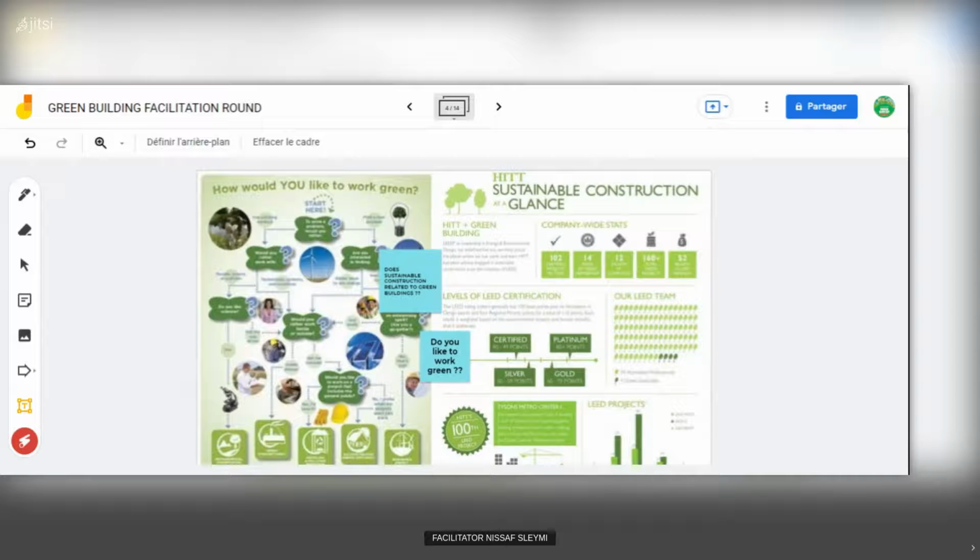They have platinum, silver, gold, and each rating level has its own point range. We can explain rapidly. Platinum is 80 plus points. Gold is from 60 to 79 points. Silver is from 50 to 59 points, and certified is from 40 to 49 points. So this is the kind of sustainable construction according to LEED projects.